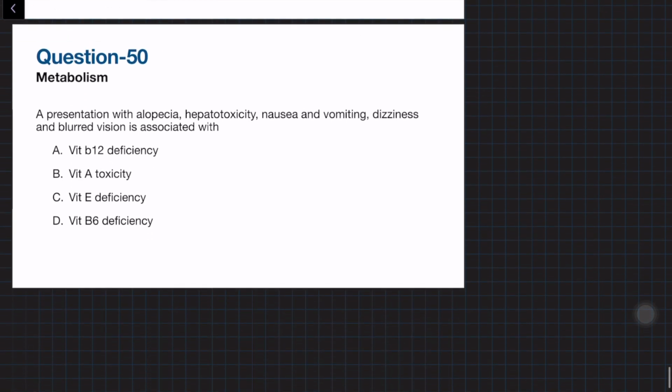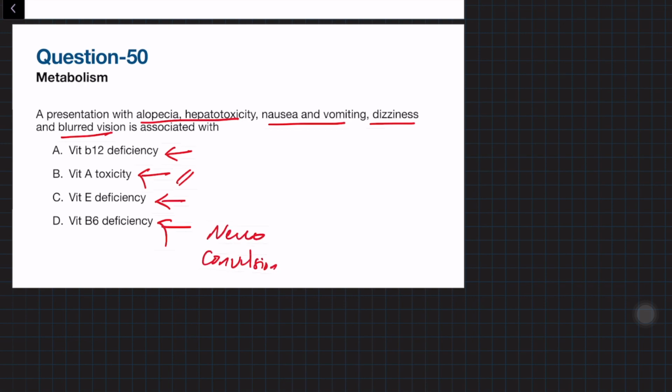The presentation with alopecia, hepatotoxicity, nausea and vomiting, dizziness and blurred vision is associated with. Okay, we have to rule out here. Vitamin B12, you would have some neuropathy problems, but it's not there. Vitamin E deficiency would present like vitamin K, but there is no clotting or any problems. Vitamin B6 or vitamin A toxicity. You have to understand that this is vitamin A toxicity, because vitamin B6 will present with neuro problems, maybe convulsions or some severe neuro problems. But the problem here is vitamin A toxicity.